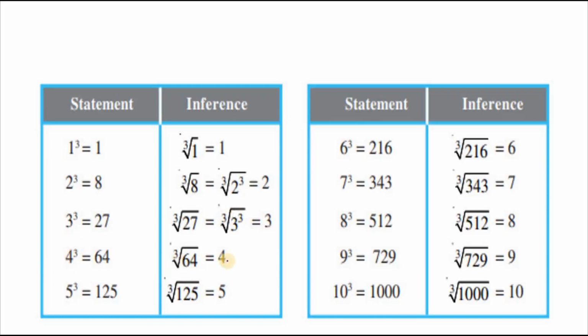The cube root of 64 is 4. Same way, cube root of 125 is 5. Cube root of 216 is 6. Cube root of 343 is 7. Cube root of 512 is 8. Cube root of 729 is 9. And cube root of 1000 is 10. Right? So this is what you have to remember.